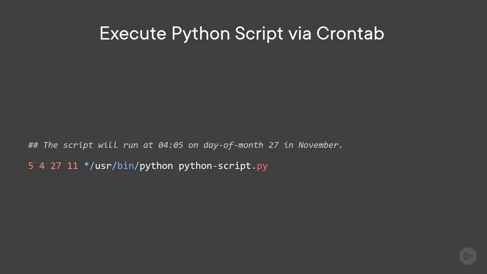Now let's look at an example of executing a Python script via crontab. In here, this python-script.py will execute at 4:05 a.m. on the 27th of every November. We've specified all of that using the 5 parameters there: 5, 4, 27, and 11. So it's pretty straightforward, and that wraps up our overview of using Python scripts and cron together.